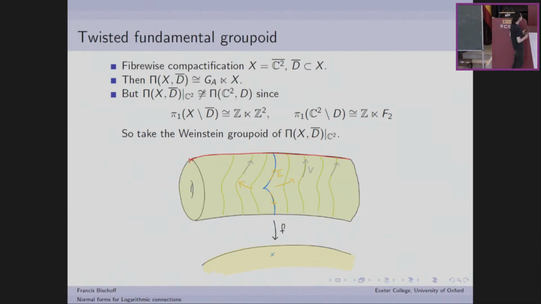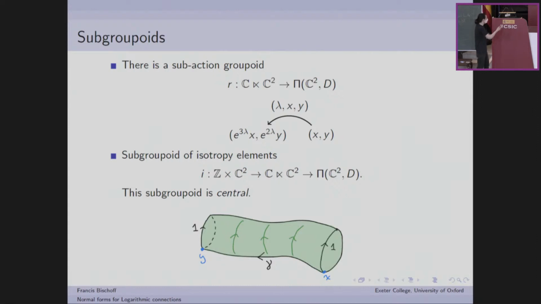Okay, so the groupoid is not an action groupoid. And that's because the vector field V is not complete. The vector field E is complete, and so it defines an action groupoid. And that means that sitting inside of this twisted fundamental groupoid, we have this sub-action groupoid. This is crucial for understanding the representations. So here I've written a point as lambda, x, y, and the action is given by the flow of the vector field E. So it takes x, y to, well, you multiply with weight 3 on x and with weight 2 on y.